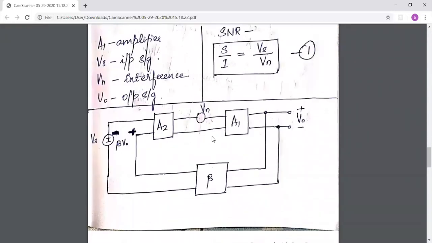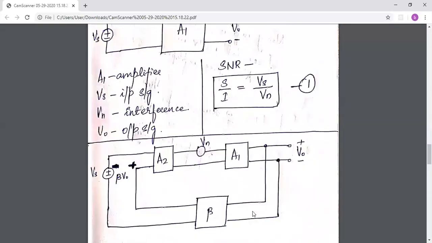Alright, so preceding the amplifier, meaning before this amplifier A1, we'll place an amplifier A2, which is less noisy when compared to the amplifier A1. So now the circuit diagram will get modified like this. Here noise is introduced to the A1 amplifier, and this is the output.